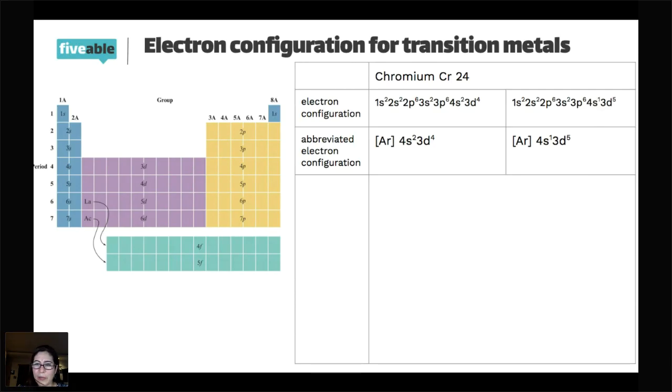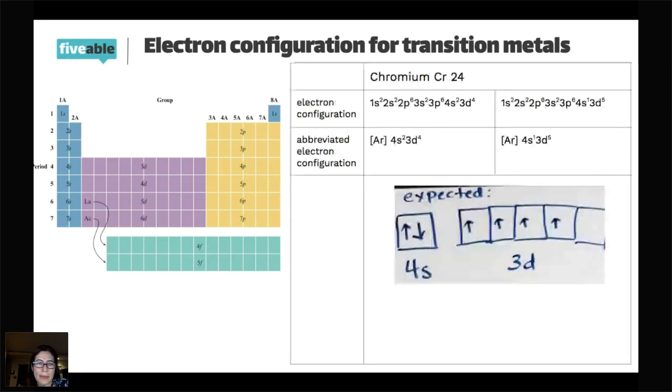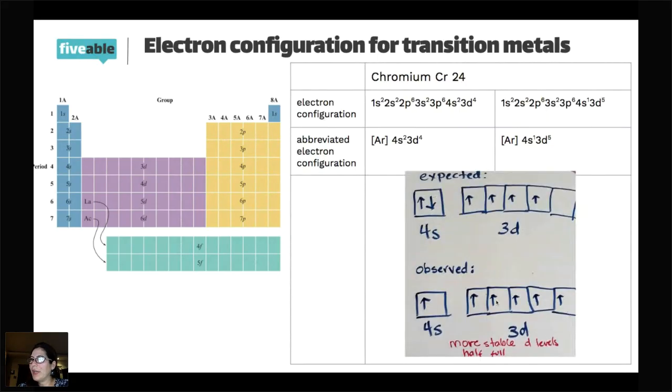Excellent. So the reason for this exception, as Paula is saying, is because this is the expected orbital diagram where you have a fourth S sublevel full, and an incomplete 3D. And the observed is that the third D will be more stable if it's half full, and the 4S will be half full as well. So this is what chromium does because this is more stable for chromium.